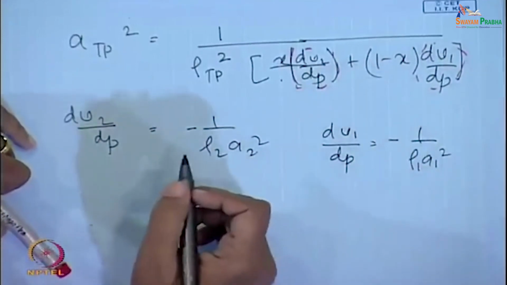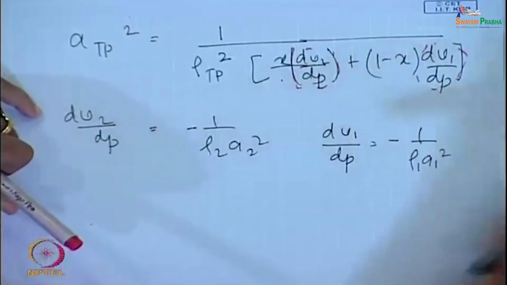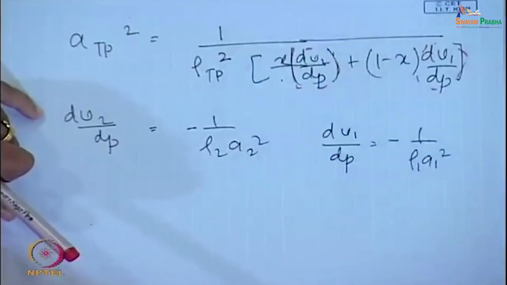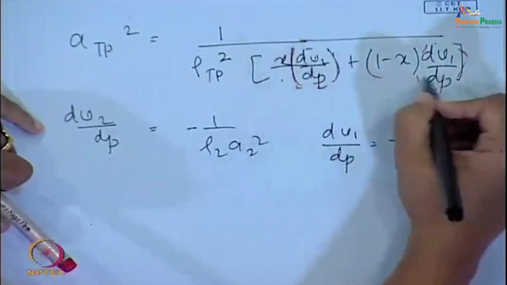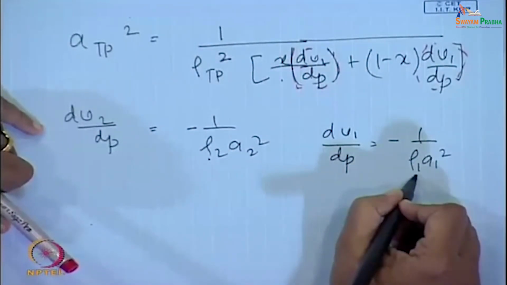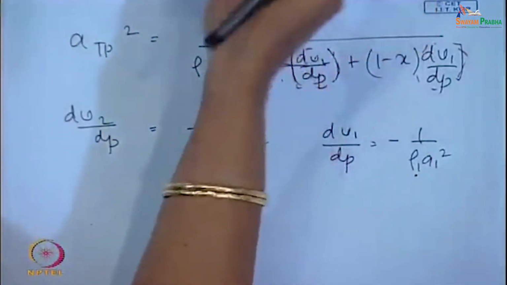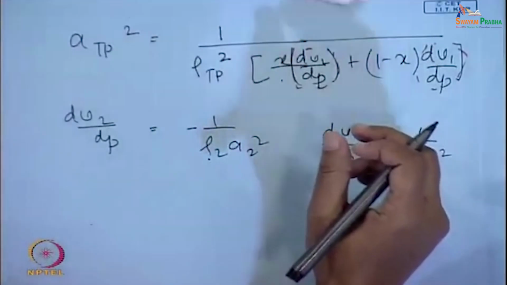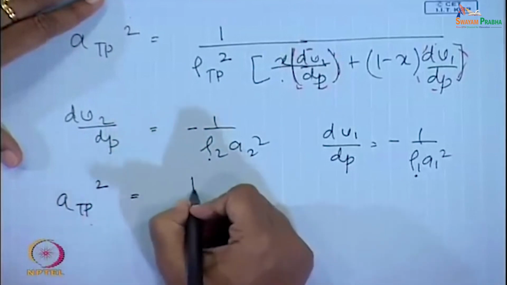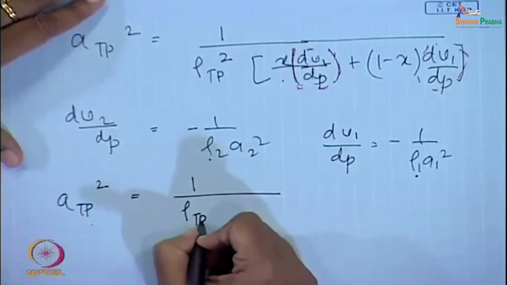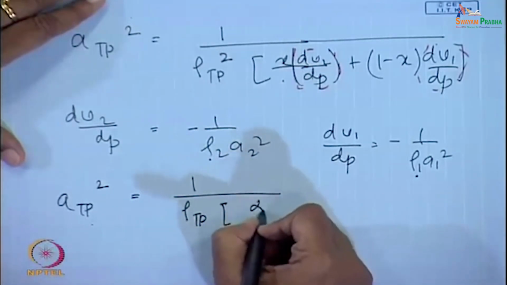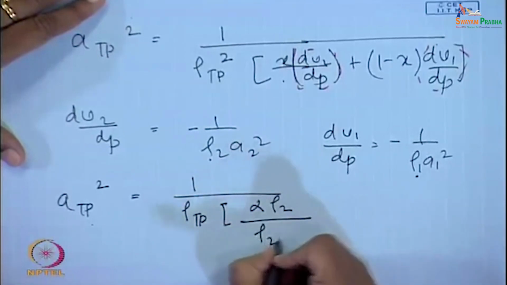So, from here we get that instead of what we had written down here, in place of dV1/dP and dV2/dP, we can substitute these particular terms. Yes. Now, let us substitute them and let us find what we get. If we substitute, we get ATP square equal to 1 by rho TP, let us take one rho TP inside, and we get alpha rho 2 by, how do we get it? I am going to tell you.